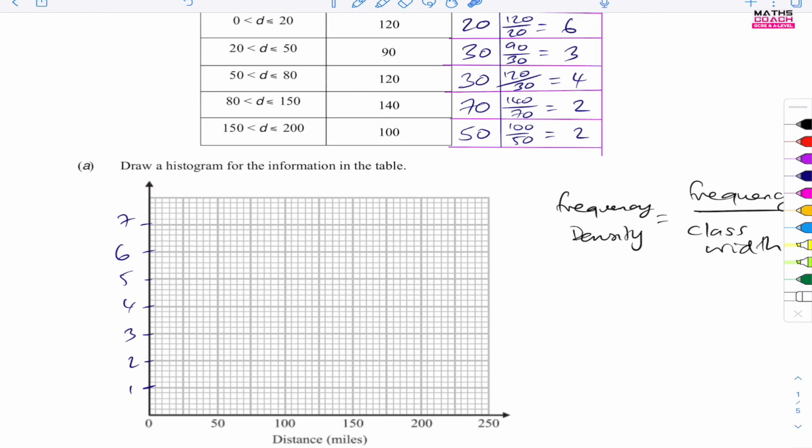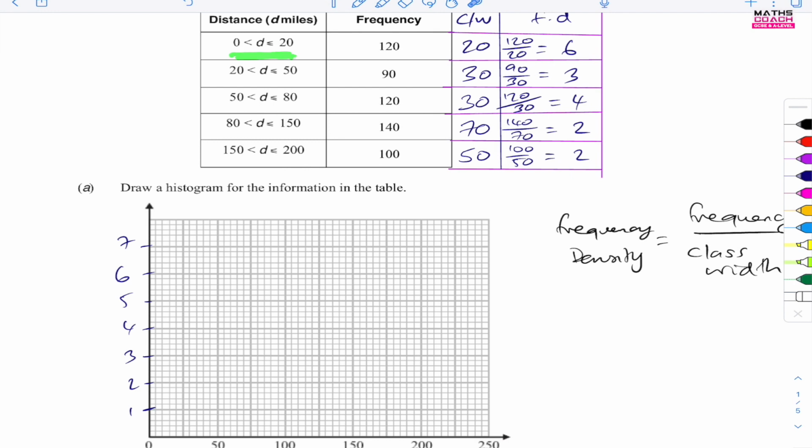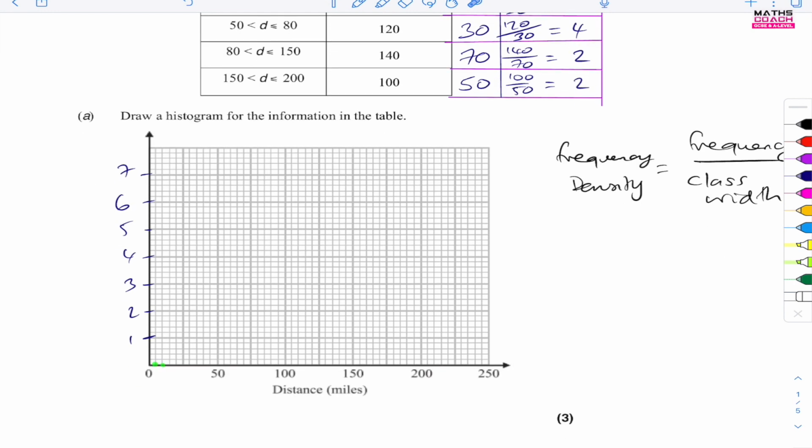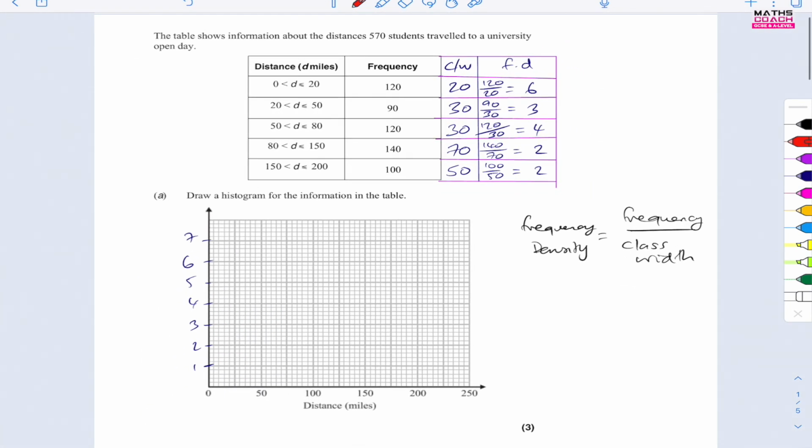So now, if we are going to go from 0 to 20, how many of these boxes do we need? We need 1, 2, 3, 4. 4 of these boxes, because 4 times 5 is 20. So we'll go up here like that, and we need to go to 6. So we'll go up here to 6 like that, and we'll draw a graph. So let's go ahead and do that. Make sure you use a ruler for this. There you go. That's my first histogram bar.